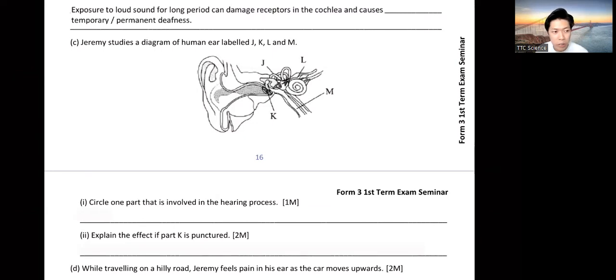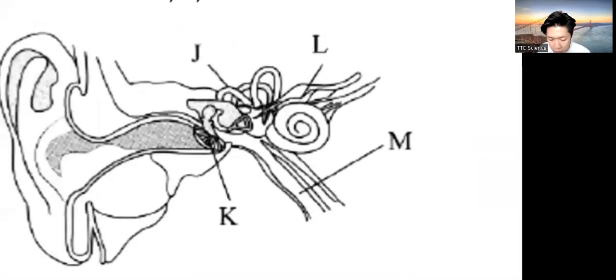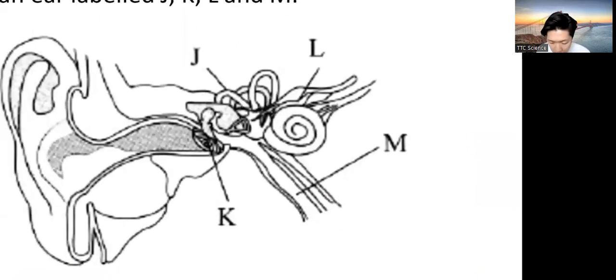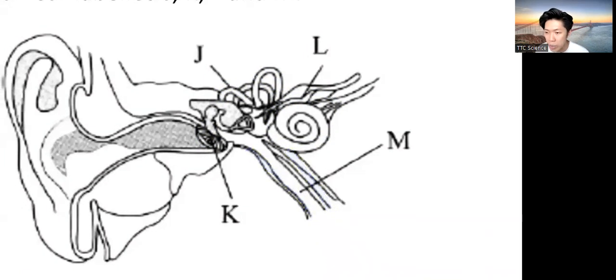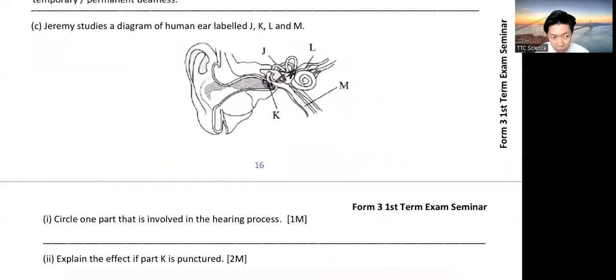Okay, so you want to circle the part that is involved in hearing. Why do I have lines? Okay, just circle, right? Circle the one that is hearing. So maybe your photostating is not too clear. K is pointing at the eardrum. L is pointing at the semicircular canal. J, that's J. L is pointing at the cochlea. M is the eustachian tube. So what does the question want? The part involved in hearing.